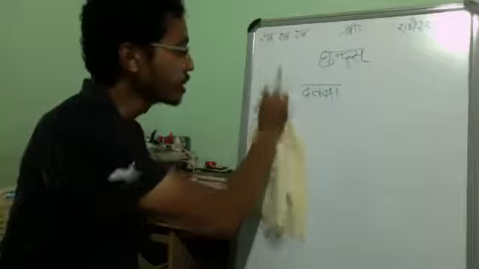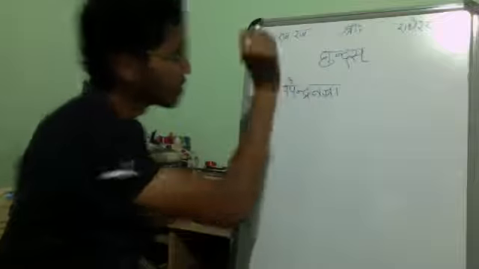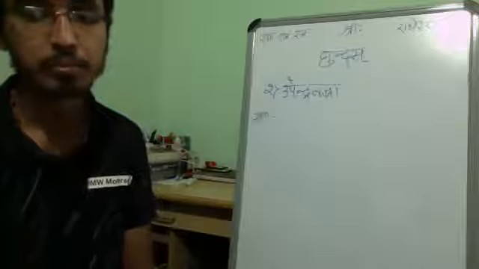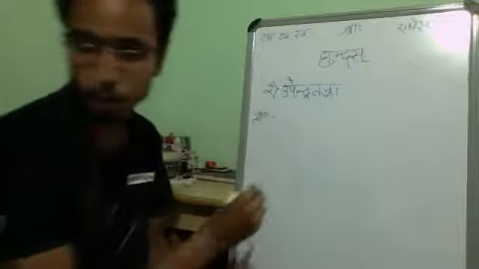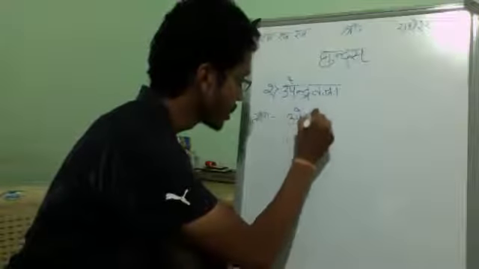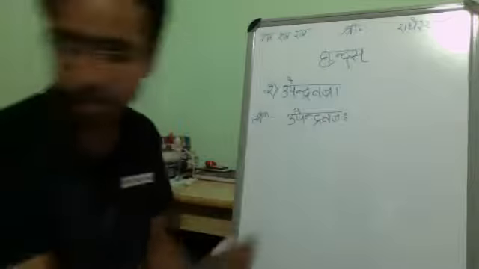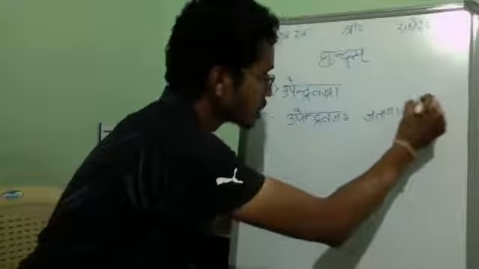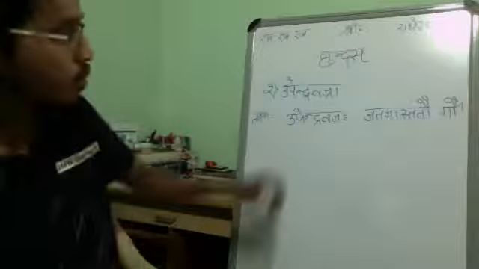Now I have the liberty of doing this for the second one. So it is Upendravajra. So the first one was Indravajra, now it is Upendravajra. Now we will go to the Lakshanashloka. Upendravajra. Upendravajra. Jatajasta Taugau. So this is the Lakshanashloka for Upendravajra.